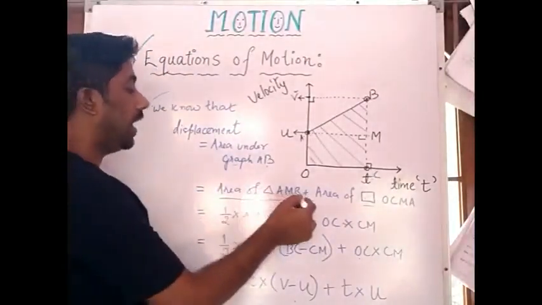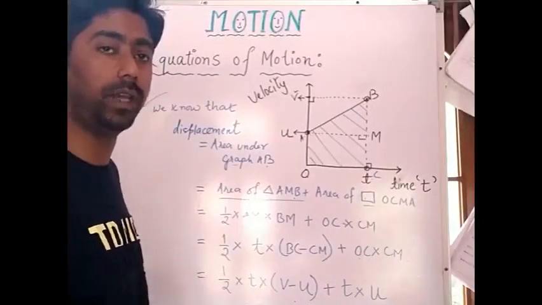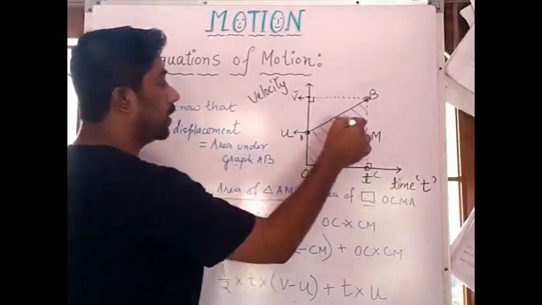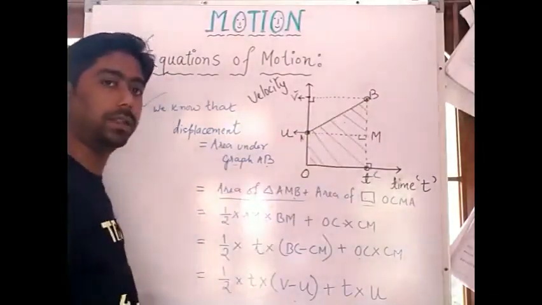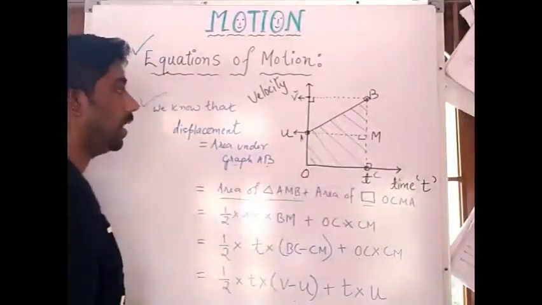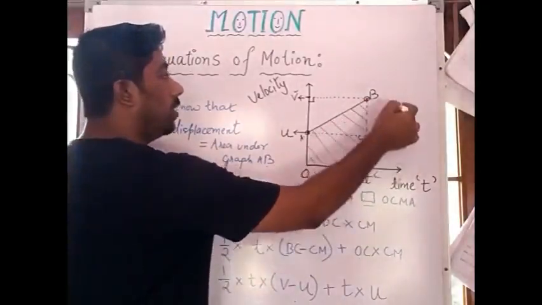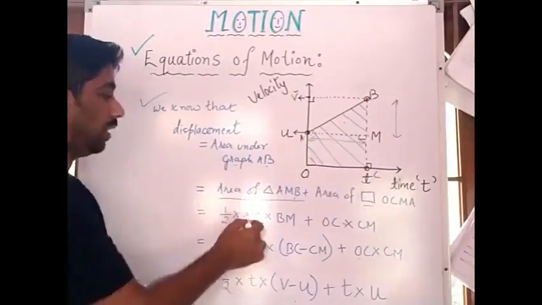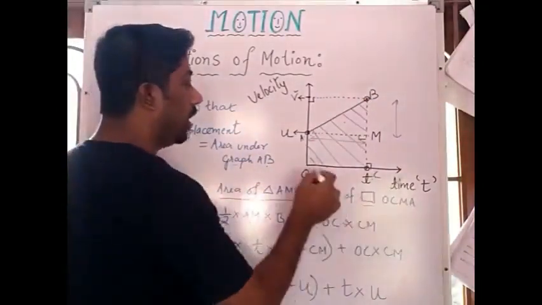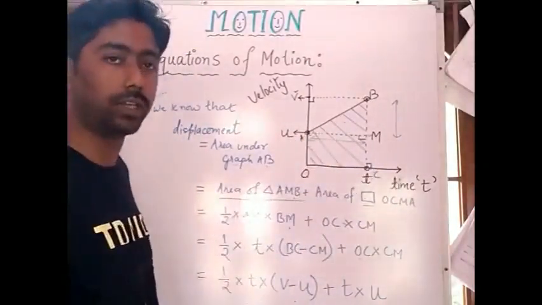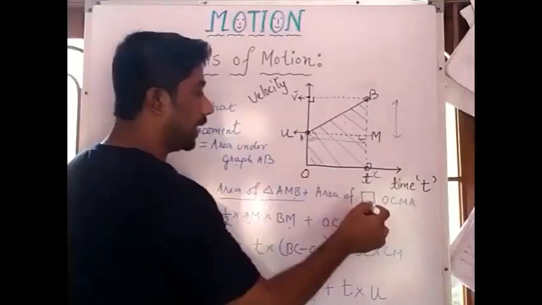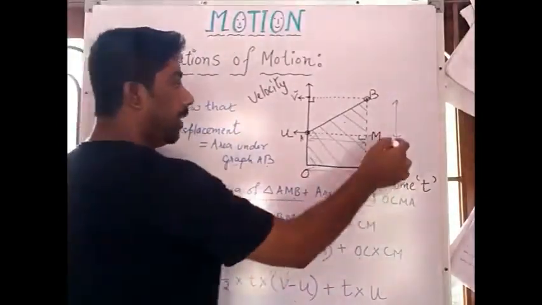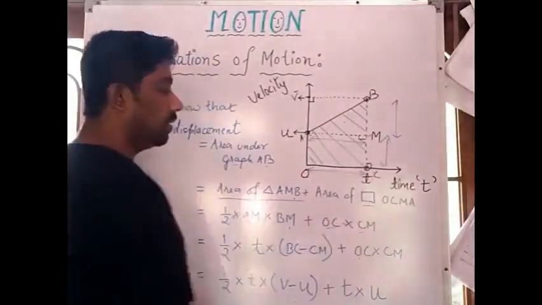How to find the area of triangle ABM? Half into base into altitude. The area of a triangle is half into base into altitude. If you look at the triangle, the base is AM and the altitude is BM. So half into AM into BM. Area of rectangle OCMA: the area of a rectangle is length into breadth. So this is the length, this is the breadth, so OC into CM.